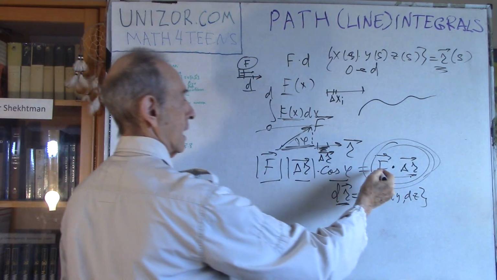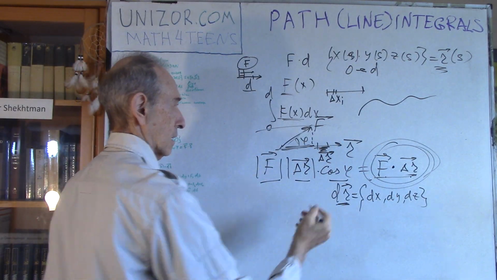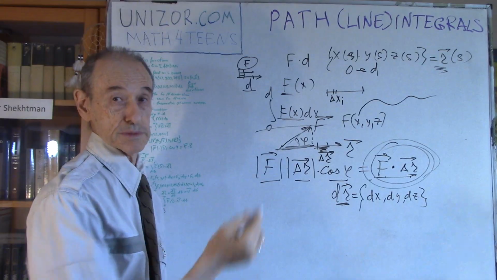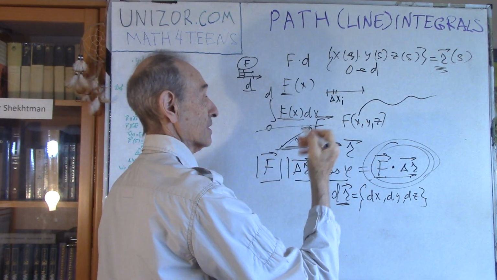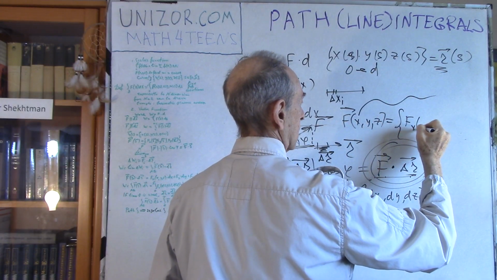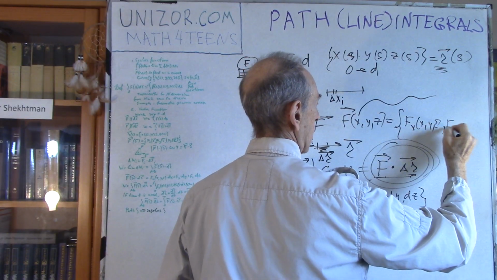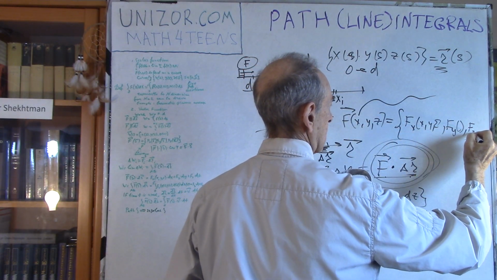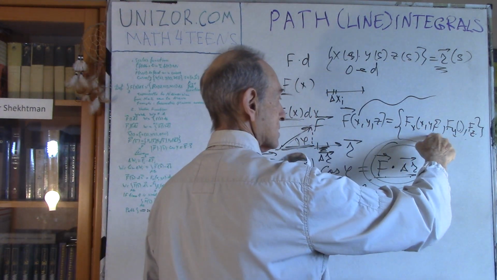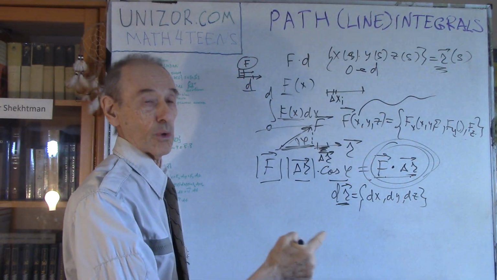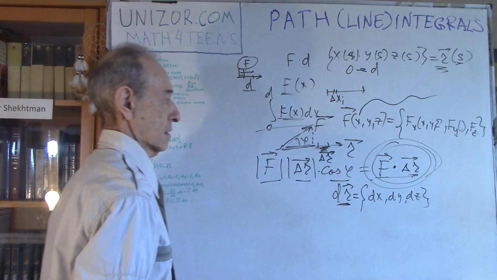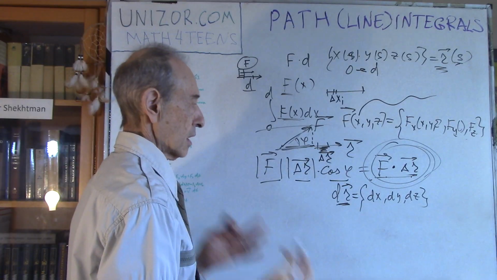Okay, now f is a vector. Now f also depends on three arguments, x, y, and z. But this is a vector, which means it has three components: fx, which depends on x, y, z, fy, and fz. Each one of them depends on all these x, y, and z. And x, y, and z, in their turn, are the coordinates along the curve, along this path. They all depend again on parameter s. So what should I do to calculate the work?